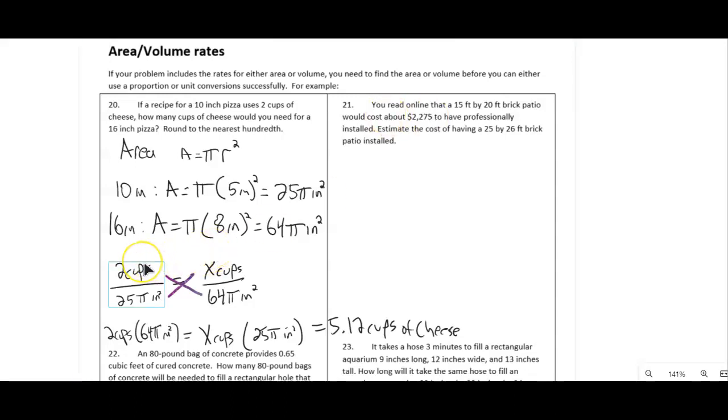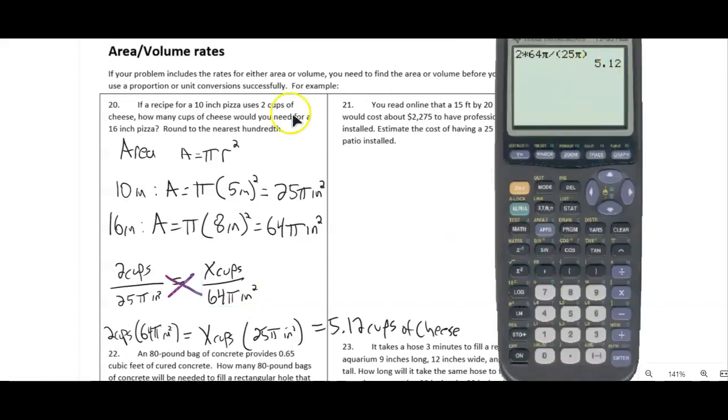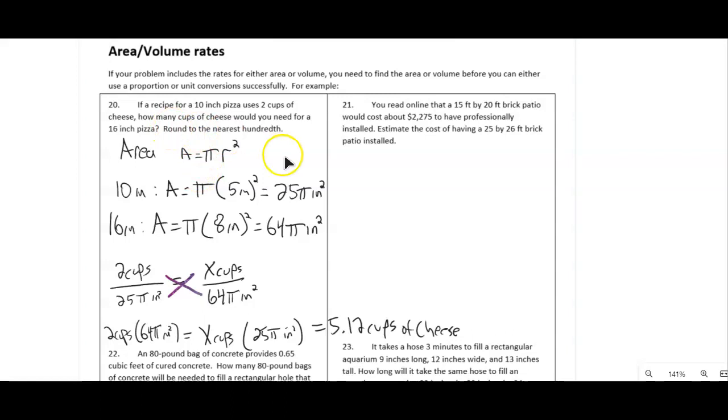To create the appropriate proportions, we need to have area in the denominator in this case. You could go with decimals instead of 25 pi and 64 pi, but then you'd be rounding in the middle, and we want to round the final answer. This didn't need any rounding to the nearest hundredth. It was already the nearest hundredth, so no rounding was required, but that would have been my last step, is to round. Go ahead and pause while you work on number 21.